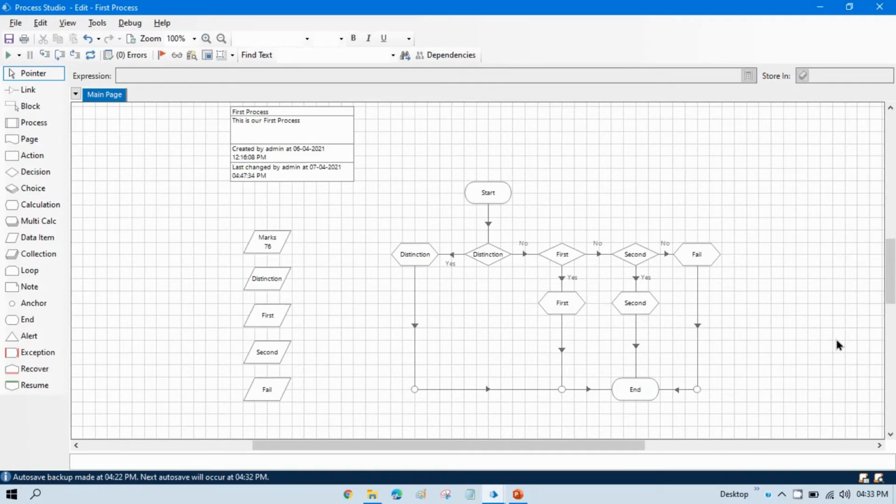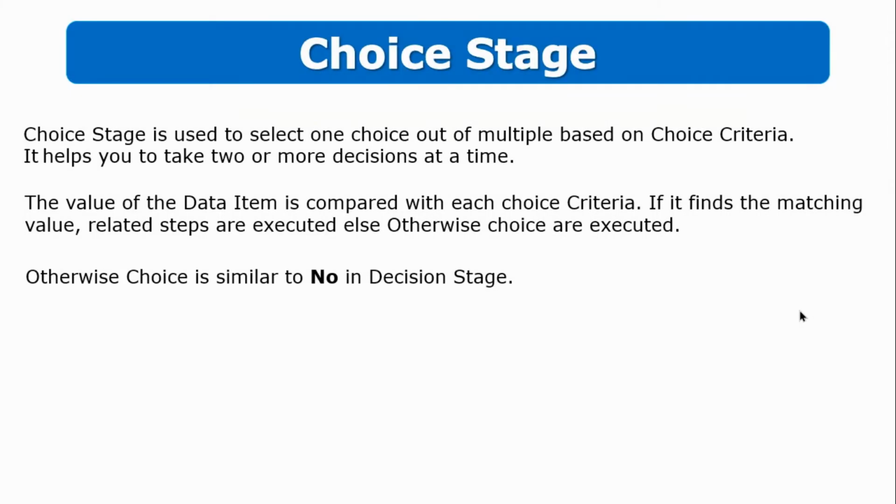In the previous video, we talked about anchor stage. Now in this video, we'll talk about choice stage. Choice stage is used to select one choice out of multiple based on choice criteria. It helps you to take two or more decisions at a time.